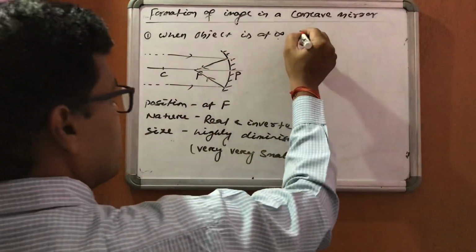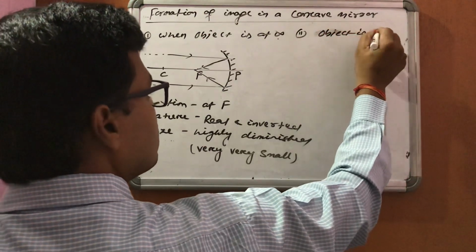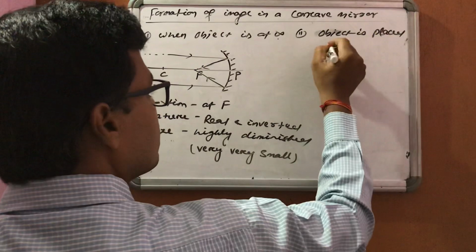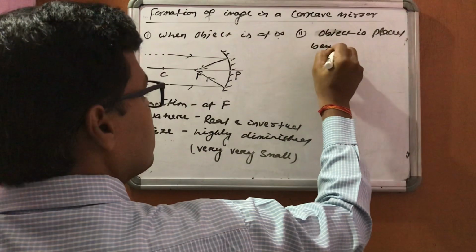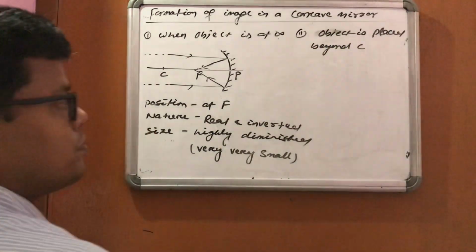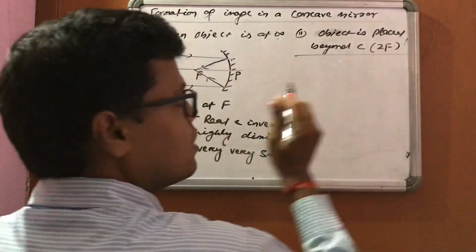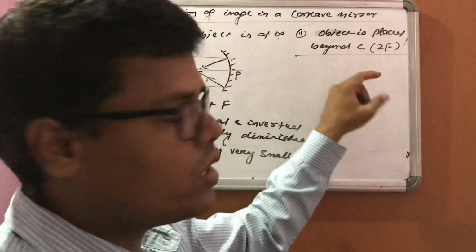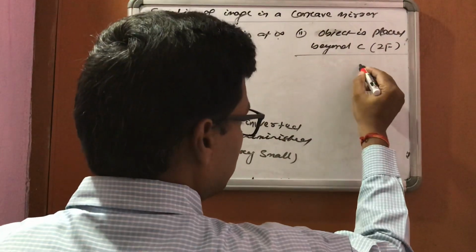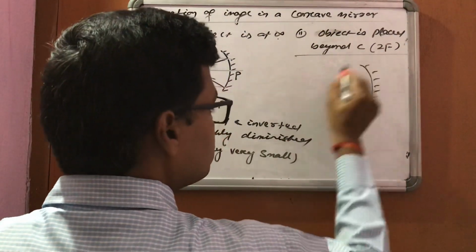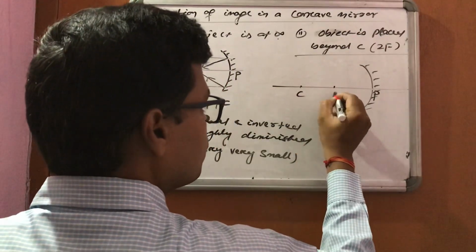Come to the second case. When the object is placed beyond C. C is also written as twice F. Okay, 2F is the point only. So the object is placed beyond C or 2F. Look at here. This is a concave mirror. This is the pole, center of curvature, focus.